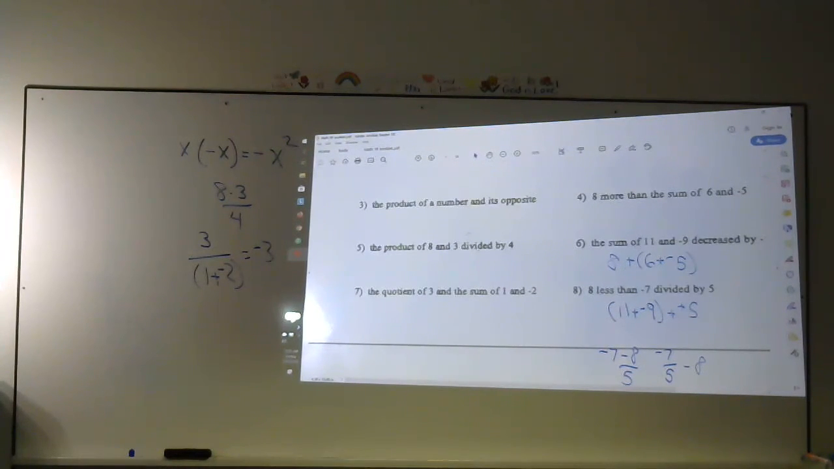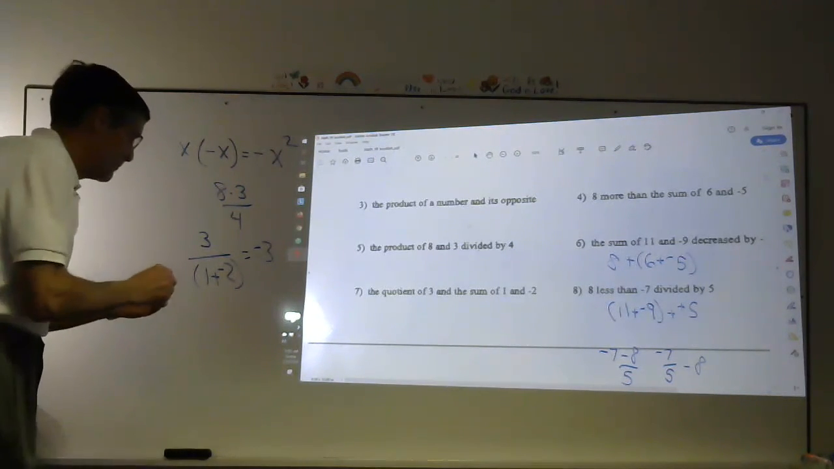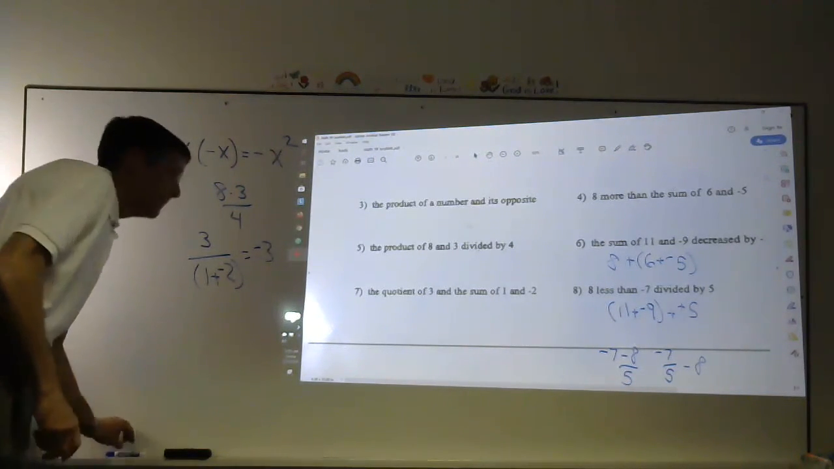Okay, so that was a real short, quick, easy one today. You've got 2 pages, once again, for homework, but you should not find these to be difficult.